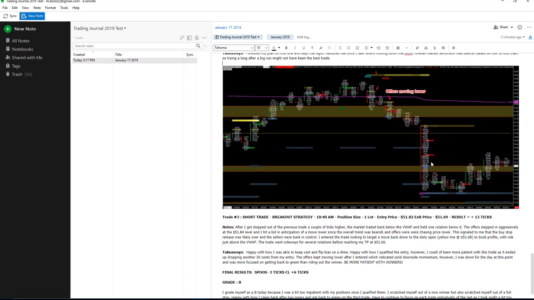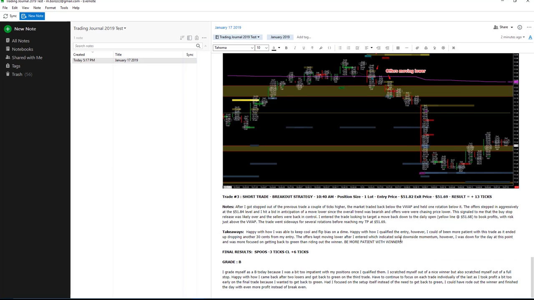What happened here was that the offers were moving lower, indicating that the sellers were in control of the market and downside momentum was coming in. However, because I was down for the day, my first 2 trades were losers, I was happy to take profit and get myself back in the green instead of riding out the winners. So you'll see here, I wrote to myself, be more patient with winners.